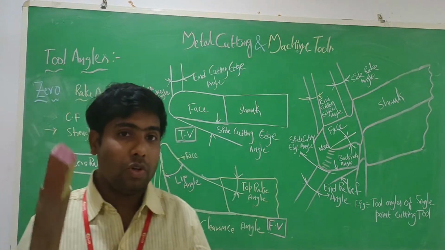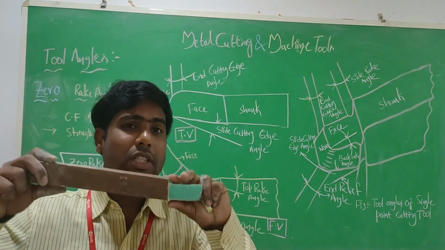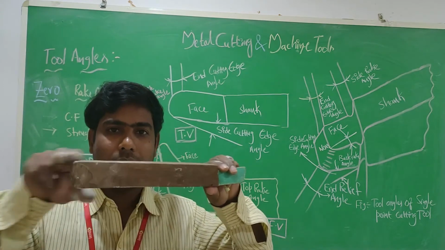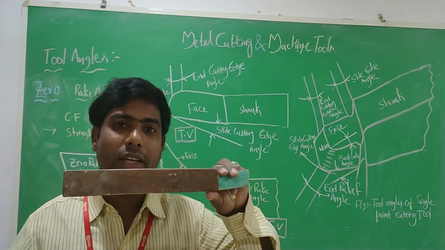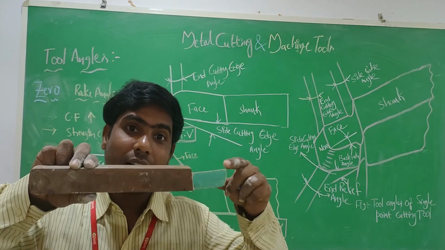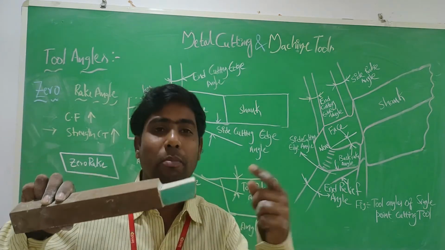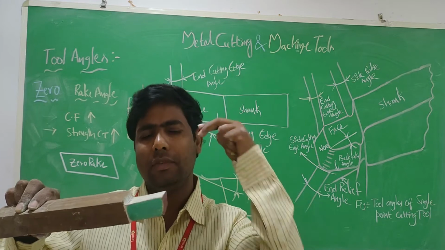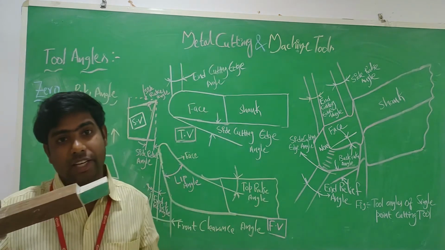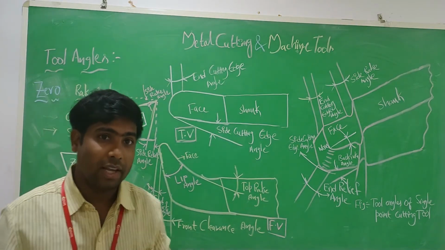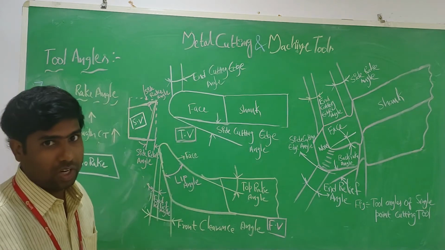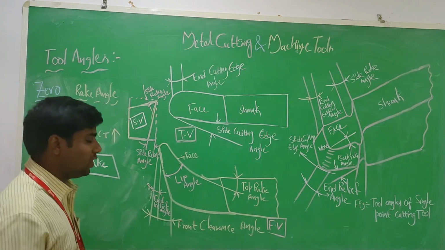If there is no rake, if there is no inclination between the face and the cutting edge at the inner side, that is called zero rake angle. So what is the importance of zero rake angle? We will see.